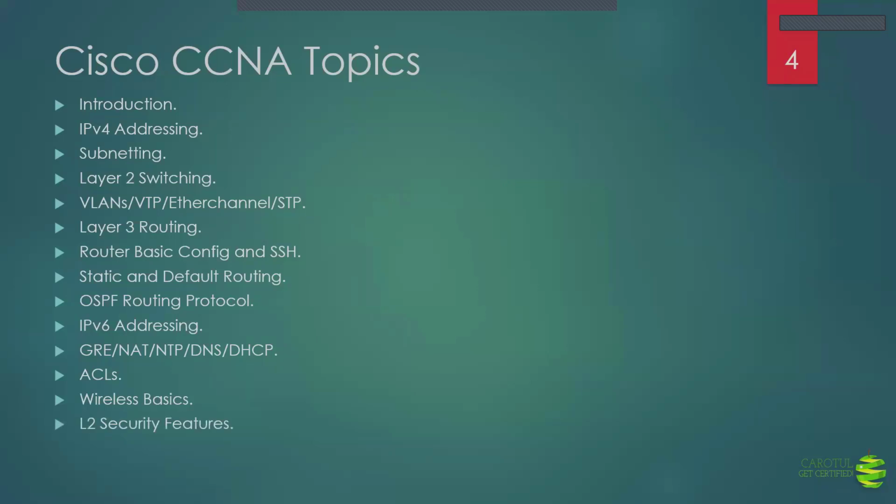And of course, some layer 2 security features. In layer 3, we saw ACLs, but what about layer 2? There are some security features to safeguard your switching environment as well. So that is something we'll go through as well. These topics are something that we can actually practice, we can lab. That's why they are part of this course.